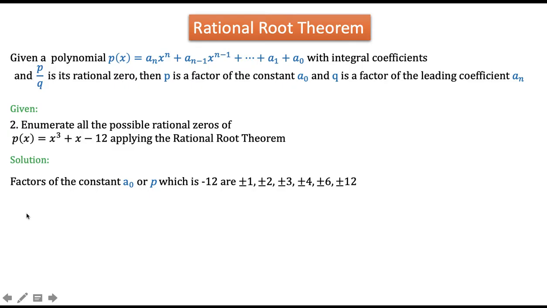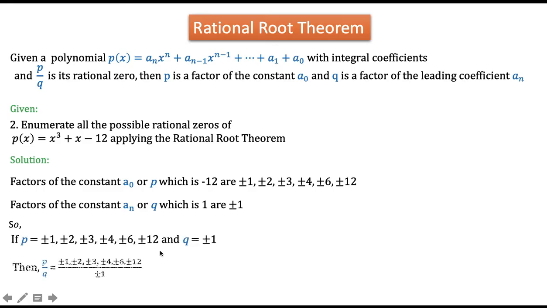Then we will write the factors of our a sub n, the numerical coefficient of our leading term. In this case, it's x cubed, and its numerical coefficient is 1. So what are the factors of 1? It is plus and minus 1, because positive 1 times positive 1 is 1, and negative 1 times negative 1 is 1. Then we're going to write these factors into p over q, because expressing it into p over q is getting its rational zero. After listing them down, we will now divide all the numerators by the denominators to enumerate all the possible rational zeros.